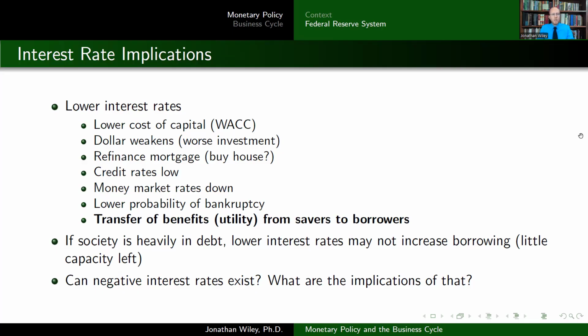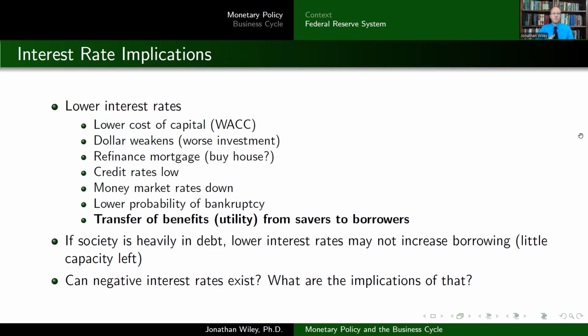Now, if you think about all these things that tend to happen with lower interest rates, the reverse is basically true for raising interest rates. So it would tend to increase the cost of capital. It would tend to make the dollar stronger, holding everything else around the world equal and constant. It starts to look worse to refinance a mortgage. Credit rates start going up, money market rates start going up. Probability of bankruptcy starts to rise, right? Basically because it's harder for companies to make their payments.